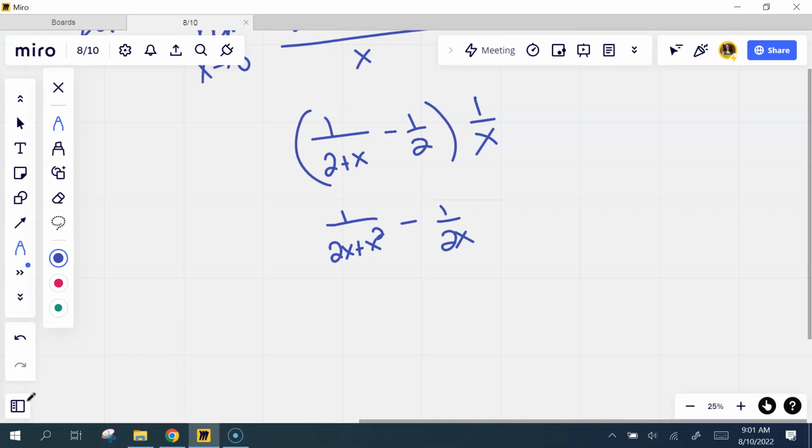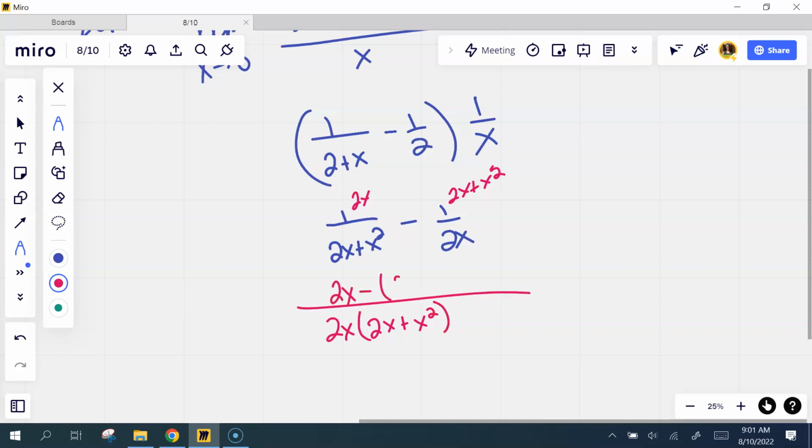I'm going to find a common denominator. Some of you may have found a common denominator in the very beginning, combined those two fractions, and then multiplied by 1 over x. I'm going to do it here. So I'm going to give this one a 2x. I'm going to give this one a 2x plus x squared. So I've got 2x times 2x plus x squared as my denominator over 2x minus. Does that make sense? I just gave each one the denominator over here. So my LCD, remember doing LCDs?